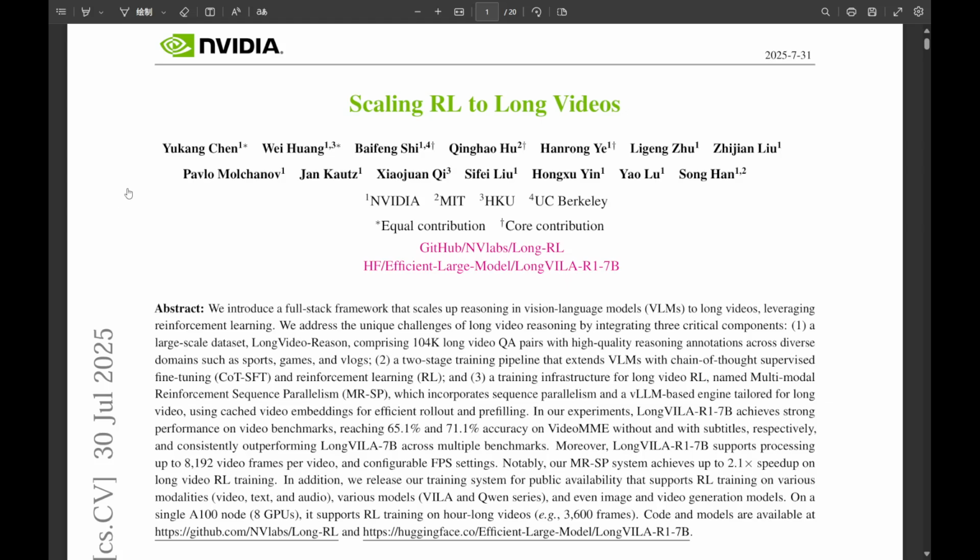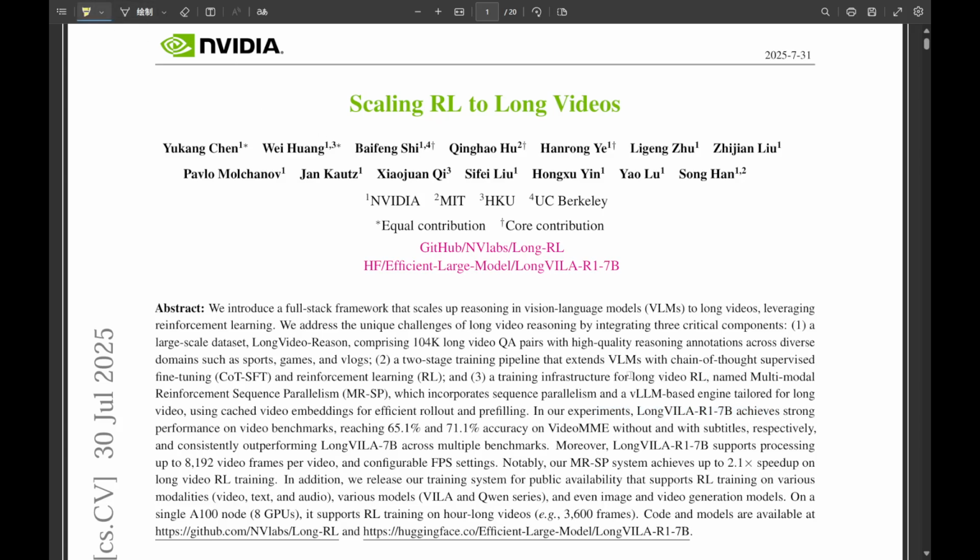But then, something new. You build LongVideo-Reason. 104,000 QA pairs, chain of thought annotations, across sports, vlogs, games. You train it on, what, 36,000 high-quality reasoning steps? A massive curated data set. And suddenly, they start connecting frames step by step. So you've got to be wondering, how did they actually pull this off? Let's unpack this. And this isn't just a small tweak.